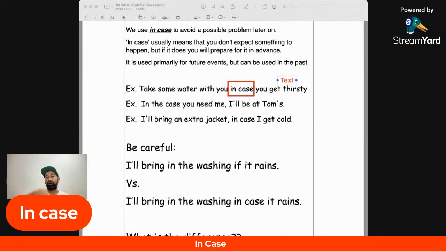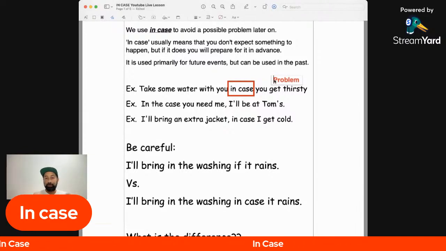So maybe it's a hot day, right? And maybe you're speaking a lot. So you want to drink something. That's thirsty. So in this sentence, thirsty is the problem. It's the possible problem. Maybe this will happen. Maybe I will become thirsty.